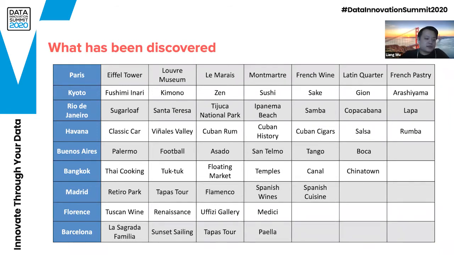And also in Bangkok, we found Thai cooking and tuk tuk. And in the last row, we found sunset sailing in Barcelona. We already know sailing is popular in Barcelona and also in many other cities, but in Barcelona, the special thing is sunset sailing.